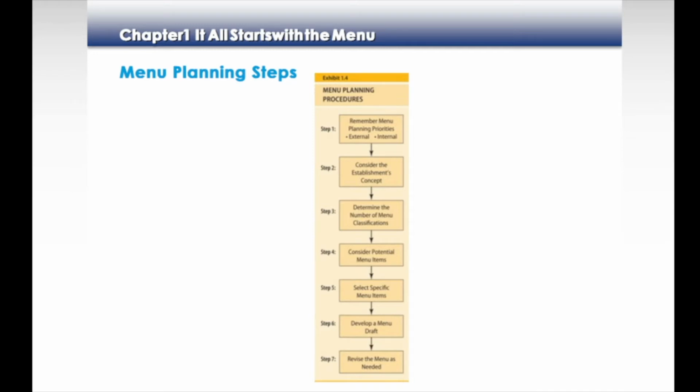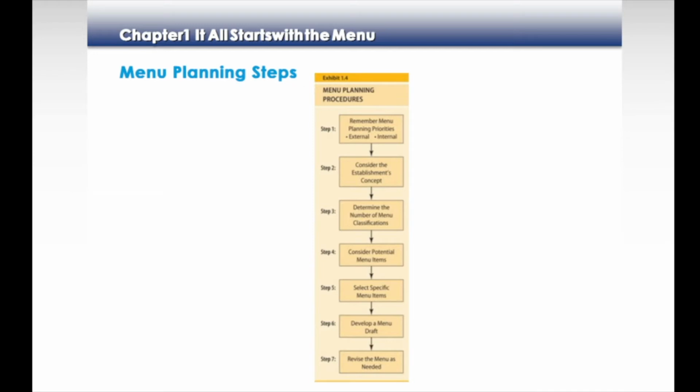Step 2, consider the establishment's concept. We talked a little bit about the brand. Now, the concept is sort of the umbrella under which the brand resides. It's the overarching idea. Is it fine dining? Is it family dining? Is it fast food, or quick service, as we call fast food? All these things can be under the concept, and we want to take that into consideration. Also, quality factors like flavor and texture, form, shape, nutritional content, visual and aromatic appeal, and temperature. All these have to be considered under concept as well.